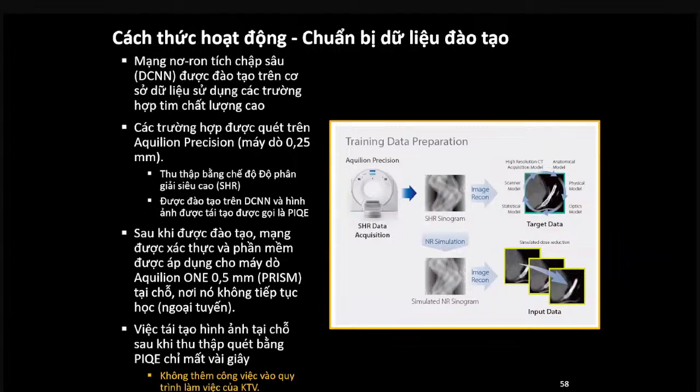So how does it work? The deep convolutional neural network is trained on data sets using high quality cardiac images. Cases are scanned on the Aquilion Precision scanner, and once trained, as I said, the software is applied on site and there's no added workload to the radiographer.